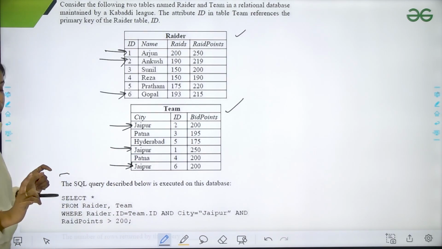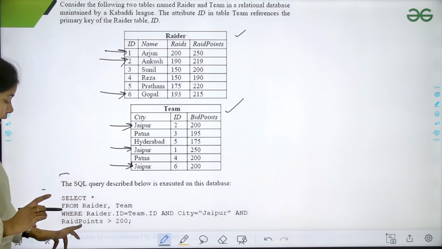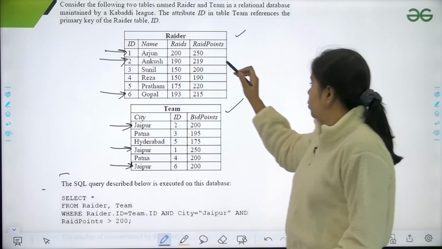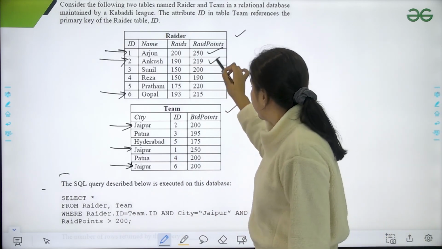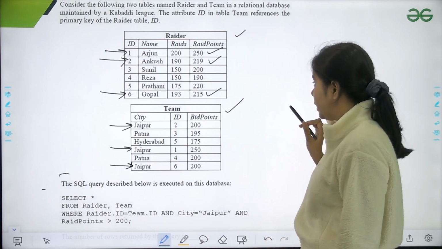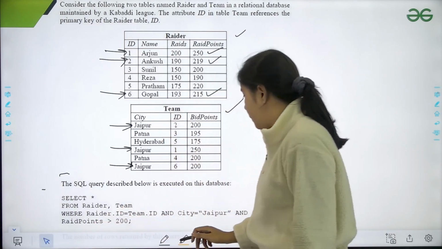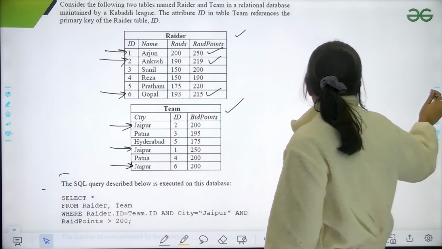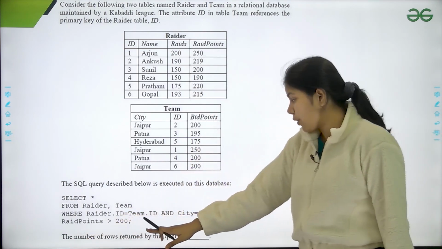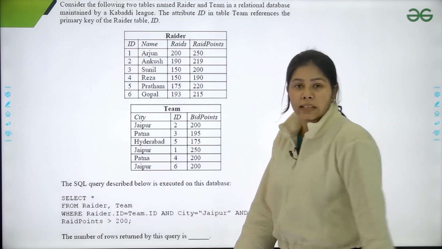Now I have to count in how many cases I have rate points greater than 200. That is what my query would give me, right? So this 250, 219 and 215. So all three have rate points greater than 200, right? So I can say that here. Let me see what is correct. Okay, so you can see here the number of rows returned by this query, right? So number of rows returned, that is 3.